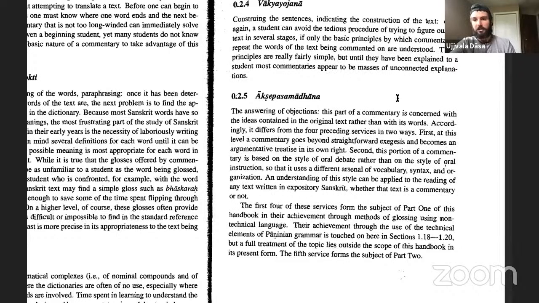This part of a commentary is concerned with the ideas contained in... I'm not able to see that page. Okay, now it's there. You can see? It's just got a little lag, I guess.